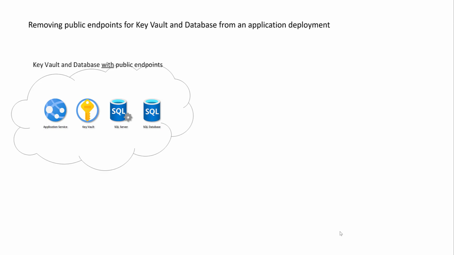Often that is fine, mostly that is fine, because the data transfer is encrypted via TLS, and the application service has to authenticate to the key vault and to the SQL database to get access. So that is normally fine. But for some reason, it could be necessary to avoid that the key vault and the SQL database offer public endpoints. And that is what you can do.